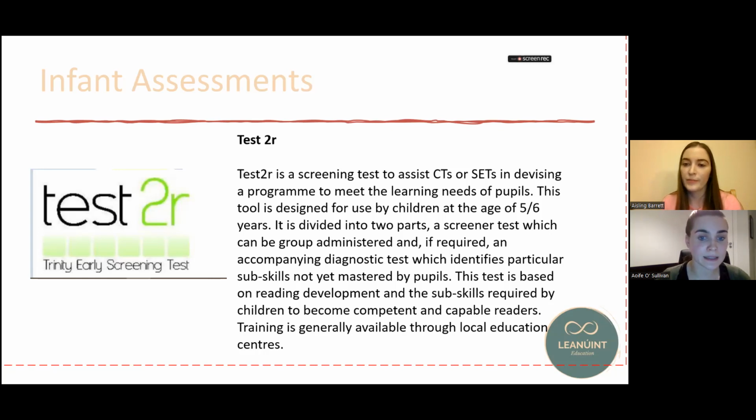It's based on reading development, and training is available through local education centres. And we do recommend that, if this test is available in your school, that you do engage in training, as it can be a tricky one to administer.